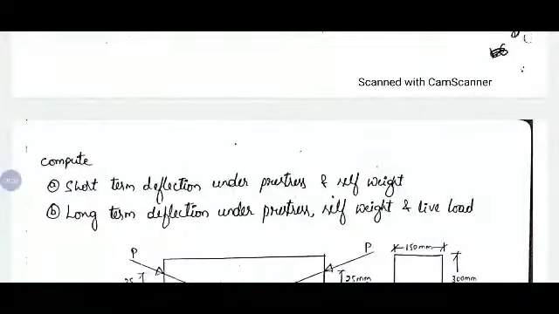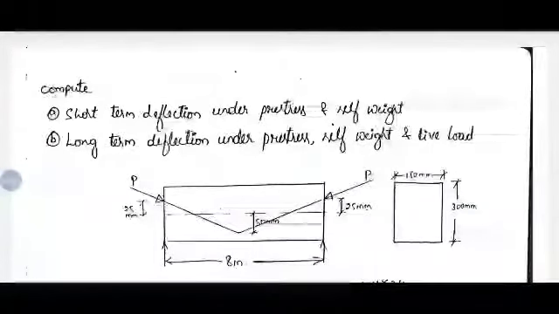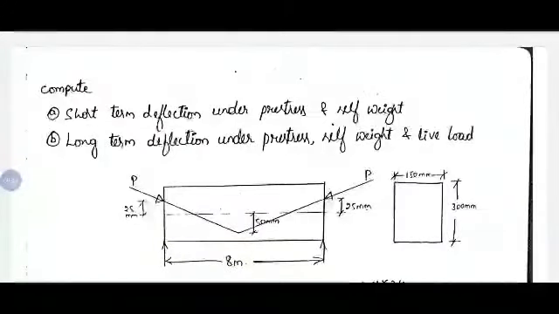Observe the question carefully. Here it is given short-term deflection under pre-stress and self-weight only, and for long-term deflection we need to consider live load. So cable profile given is same as in case of first problem. It is triangular profile, but it has eccentricity of 50 mm at midspan and 25 mm at supports. It has eccentricity at both support as well as mid span, and cross section is given. The span of the beam is 8 meters.